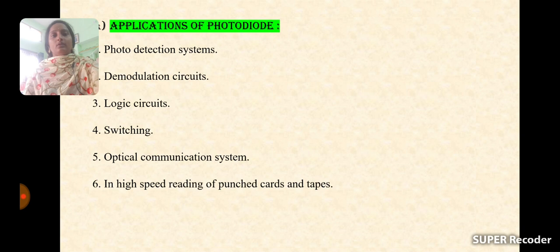While coming to the applications, because it is operated with light, photodiodes are used in photo detection systems. Where is it used? Photo detection systems. These are also used in demodulation circuits, and also used in logic circuits, and OR circuits, multiplexer, demultiplexer, decoder, encoder.